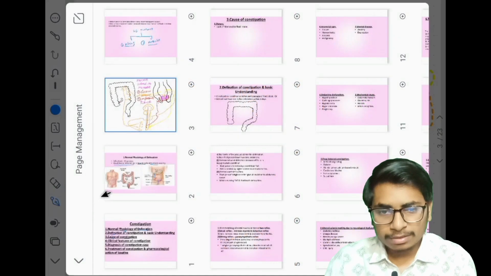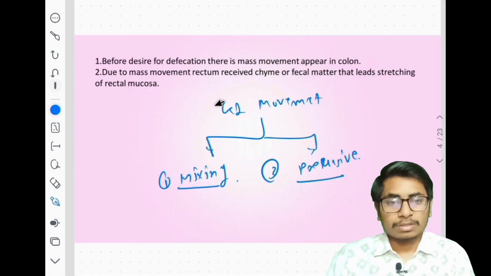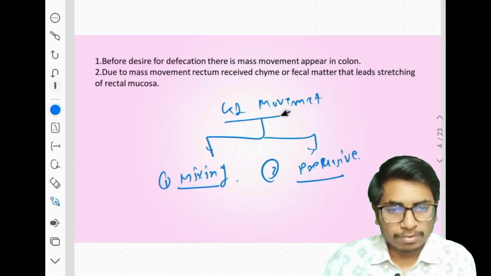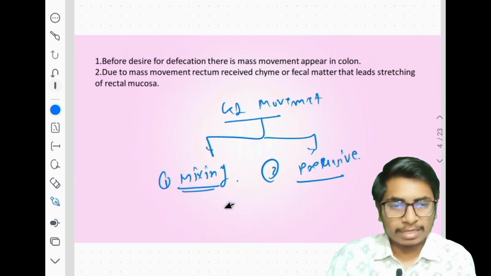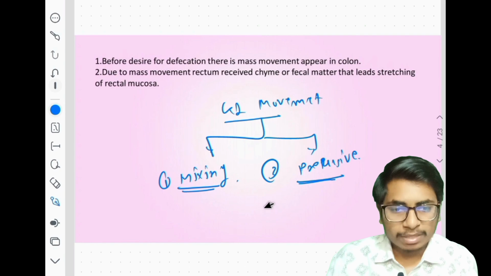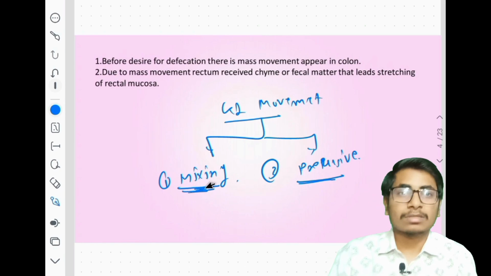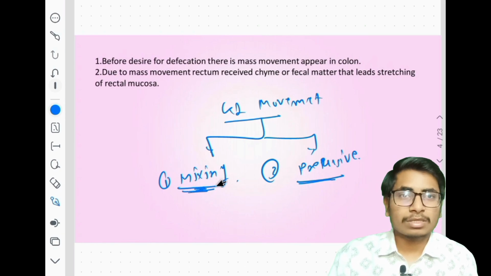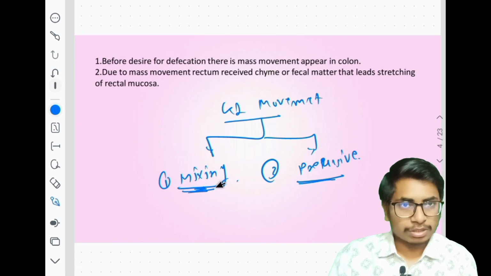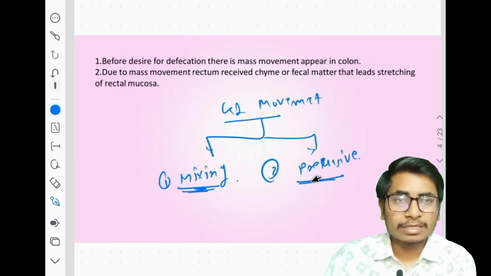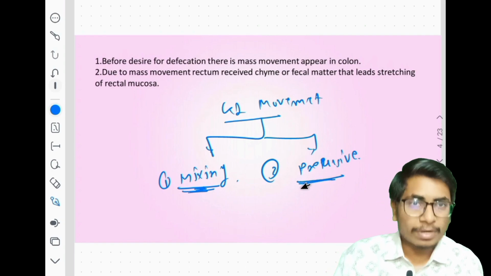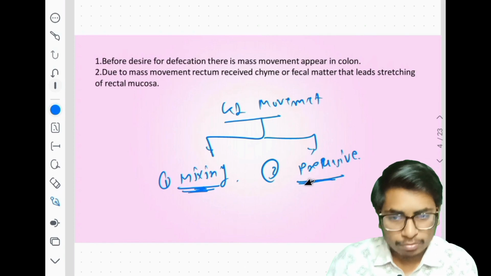Mass movement means the whole GI system has two types of movement. First is the mixing movement, and the second is the propulsive movement. Mixing movement means the GIT mixes the intestinal contents with each other. The propulsive movement means the GI content moves in a forward direction.